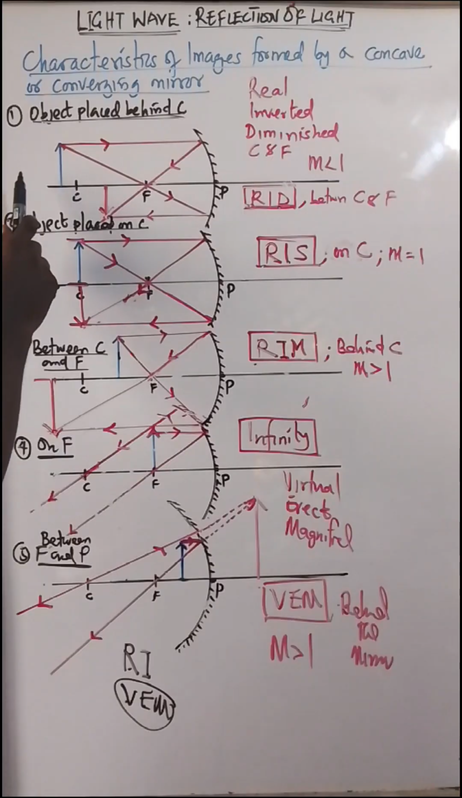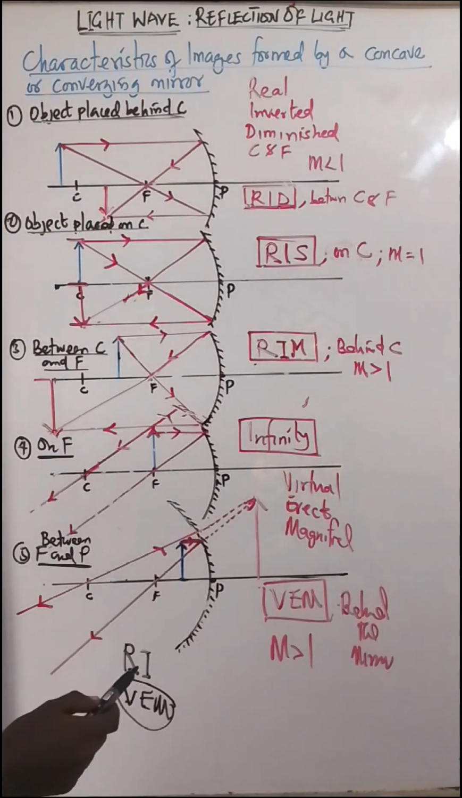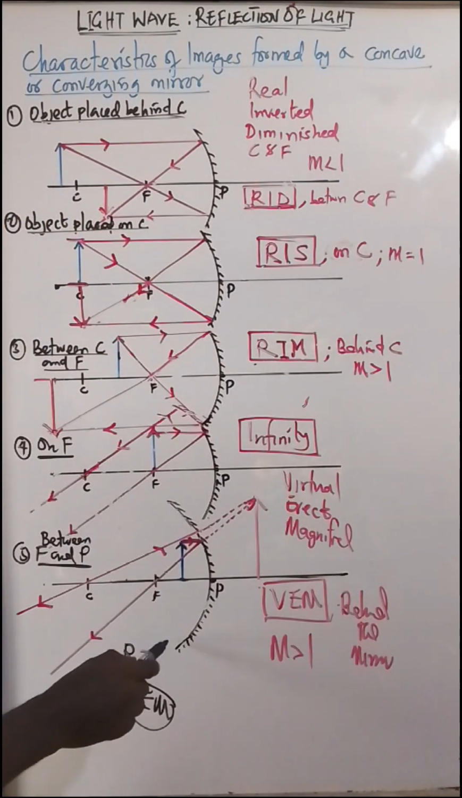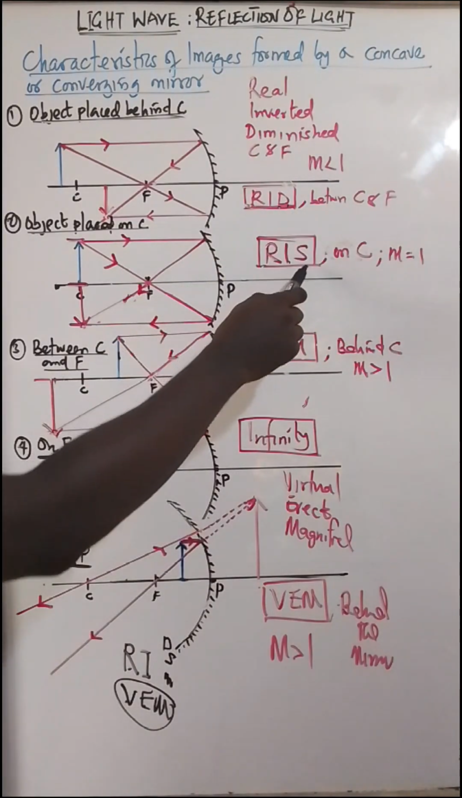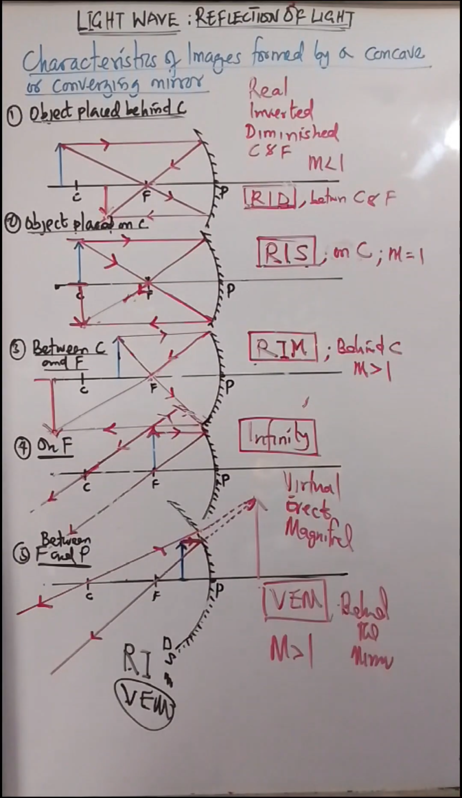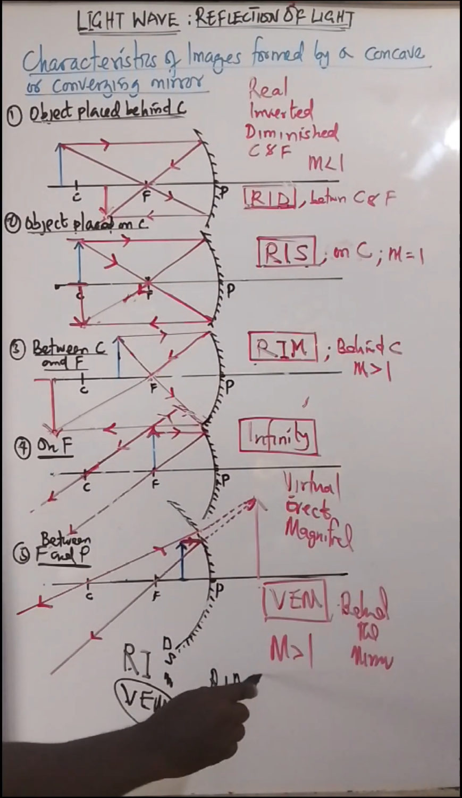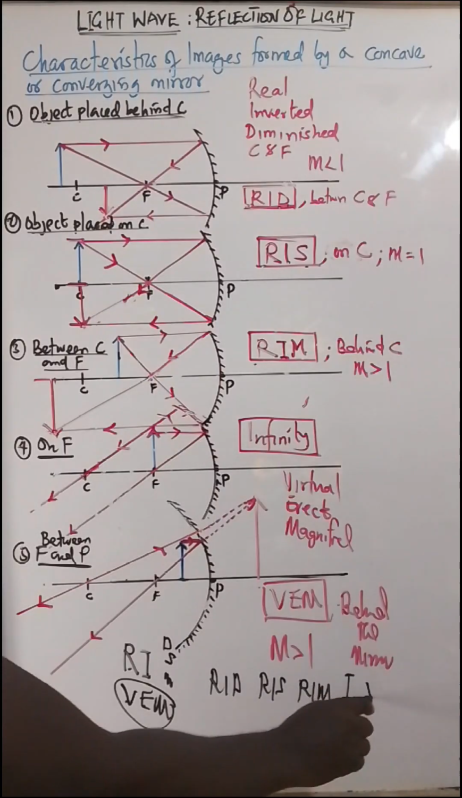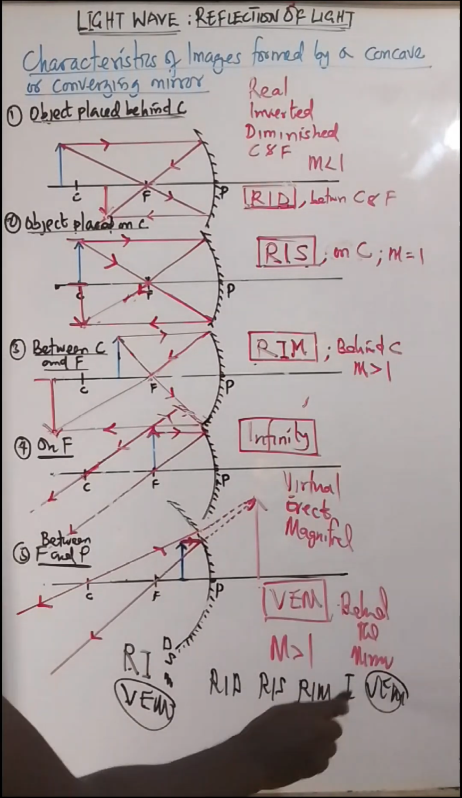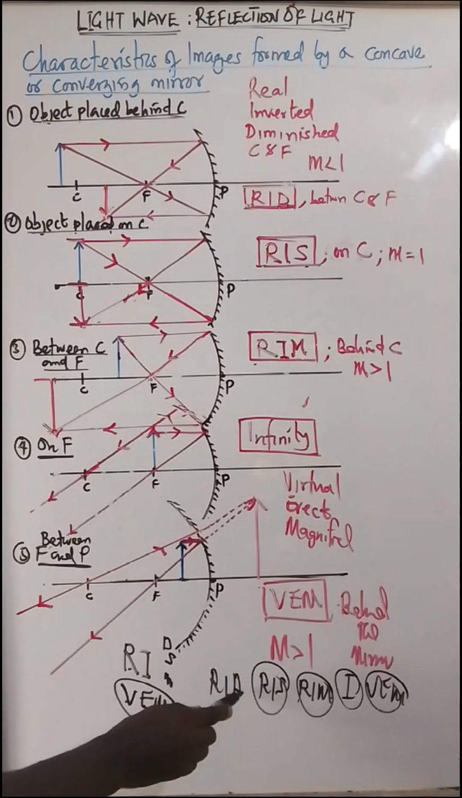And as the object is moving closer to the mirror, what happens? The image gets bigger. Initially it was diminished, same size, magnified. RID, RIS, RIM, infinity, VEM. You can memorize that. We have RID, we have RIS, we have RIM, we have infinity, we have what? VEM. So these are the characteristics of the image formed by the mirror.